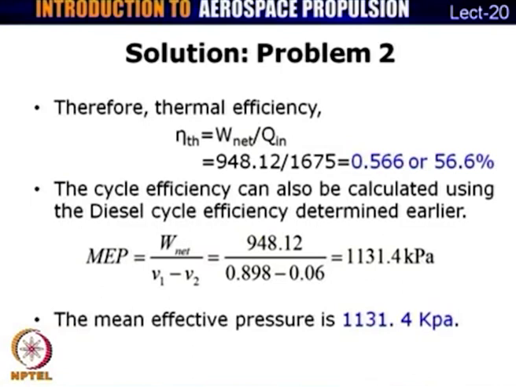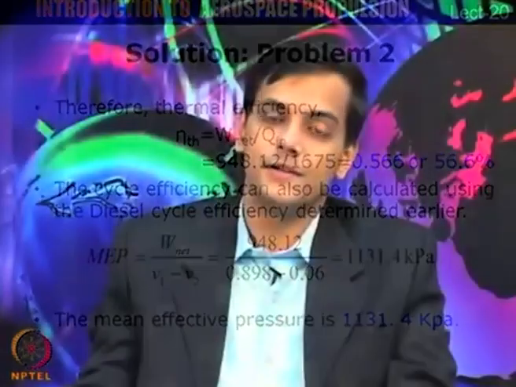So, we have already calculated the cutoff ratio and the compression ratio, and so we can determine the cycle efficiency using that formula as well, and you should be getting the same efficiency even if you calculate it by the other formulae. Either you use the net work output and heat input, or the diesel cycle efficiency formula, the efficiency would obviously come out to be the same.